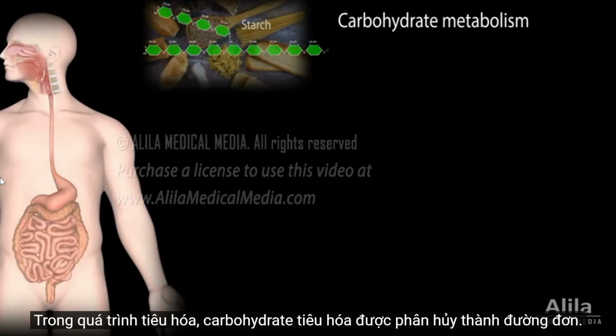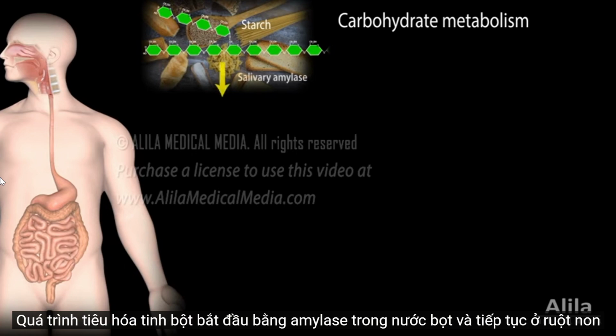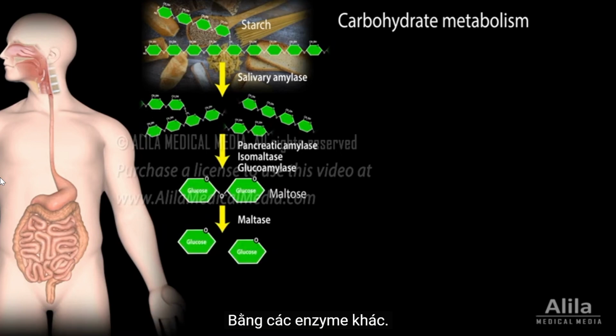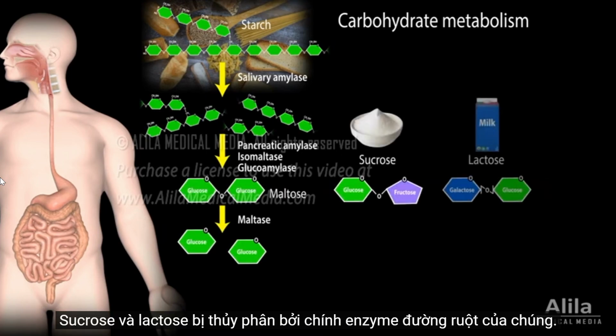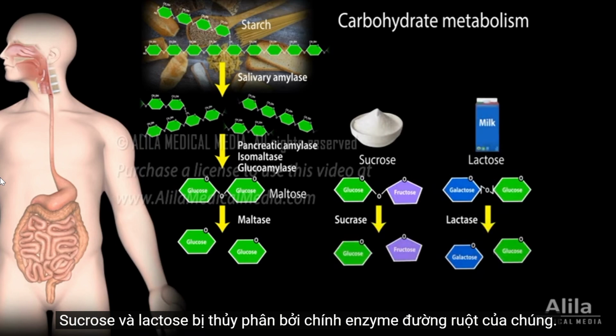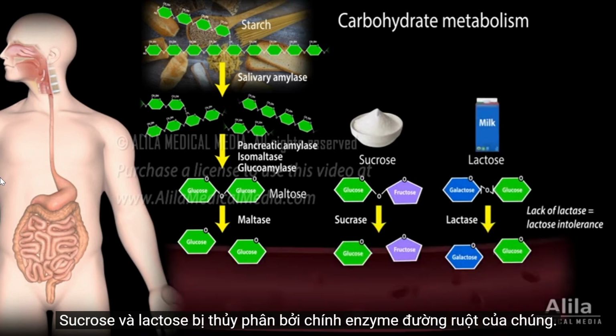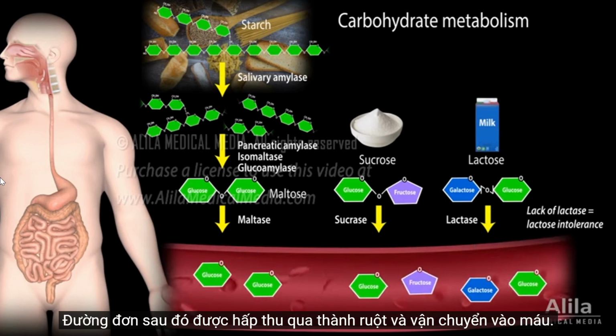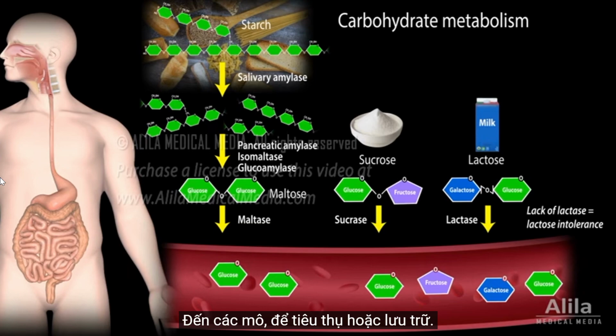During digestion, digestible carbohydrates are broken down into simple sugars. Digestion of starch starts with amylase in the saliva and continues in the small intestine by other enzymes. Sucrose and lactose are hydrolyzed by their respective intestinal enzymes. Simple sugars are then absorbed through the intestinal wall and transported in the bloodstream to tissues for consumption or storage.